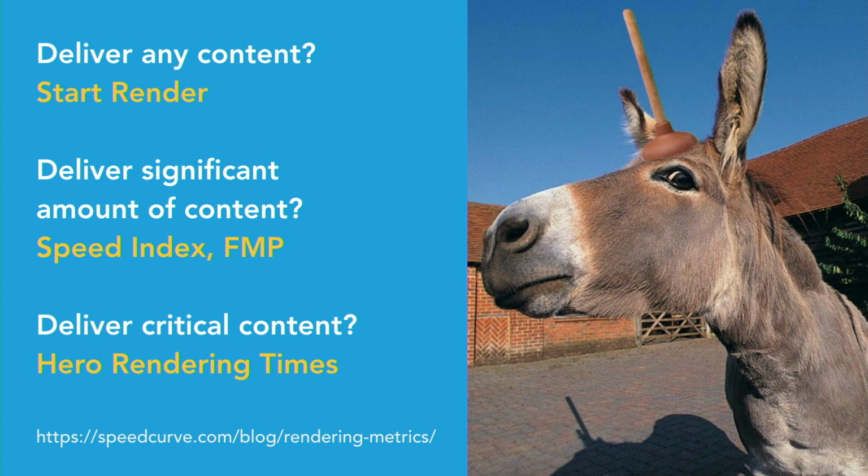so for delivering any content, start render seemed to be the metric that correlated with that. To deliver a significant amount of content was speed index and first meaningful paint. And to deliver critical content were the different hero rendering times. So you can read Steve's blog post where he wrote about the whole backstory behind how he created this and all the thinking around this. It's really interesting stuff.